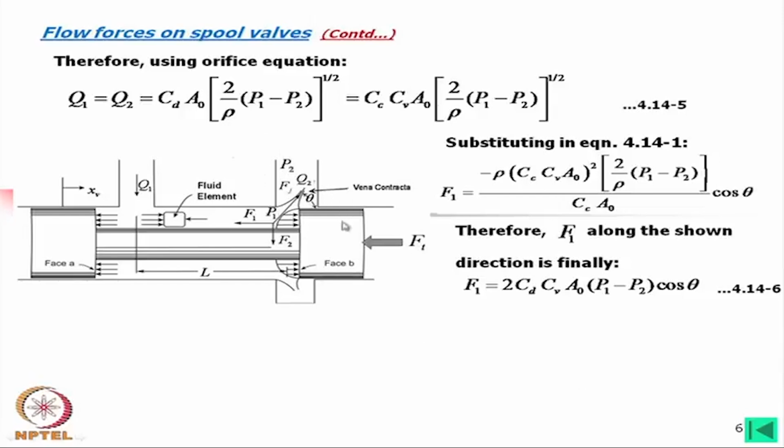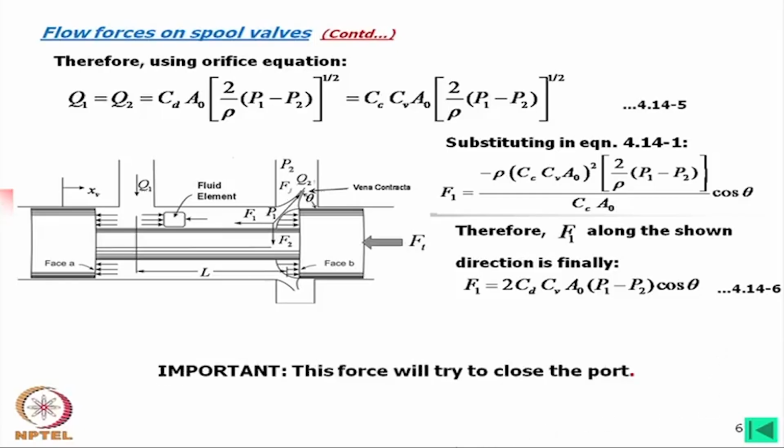So, for clarity again we can see this figure, this P1 minus P2, P1 will be higher than P2 and we can write down this equation if we know this jet angle. Now, this jet angle is not known really, but the valve orifices are designed in such a way that from the standard experimental data we can assume what might be this angle. We will see that.